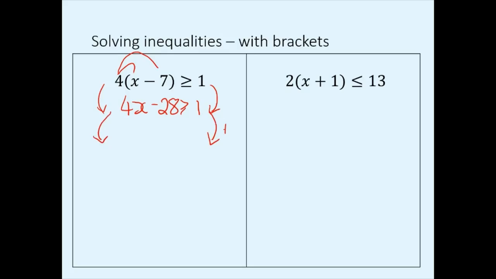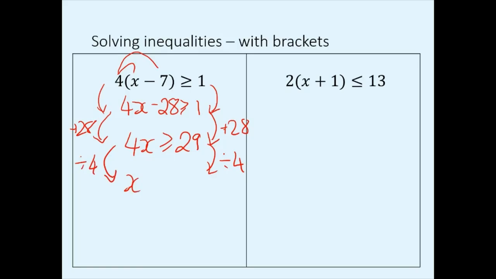Here, I'm going to add 28 on both sides. That will cancel out the 28, so it will leave me with 4x is greater than or equal to 29. Now, it's not going to give me a nice number, but I'm still going to have to divide by 4 on both sides, which will give me x is greater than or equal to 7 1/4. You could have also had 7.25. You could have also just left it as 29 over 4, depending on what the question said. Any of those answers would normally be acceptable.